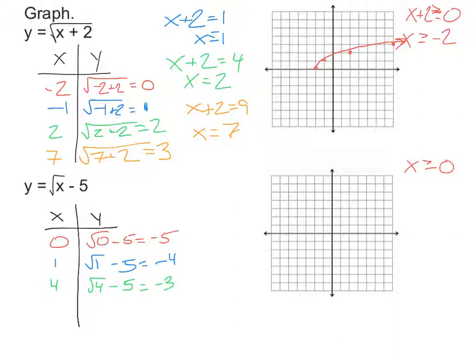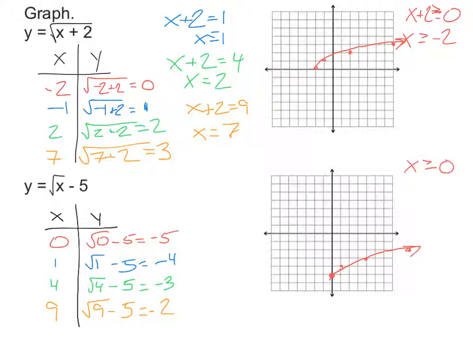And I'll do one more here. I need the orange. 9 is my next perfect square. Square root of 9 is 3. Minus 5 is negative 2. I don't think 9 is going to fit on there anyway, but oh well. So we go to 0, comma negative 5. 1, 2, 3, 4, right there. And I go to 1, comma negative 4. 4, comma negative 3. And then 9 is going to be off the graph somewhere right about there. So there is my square root function.